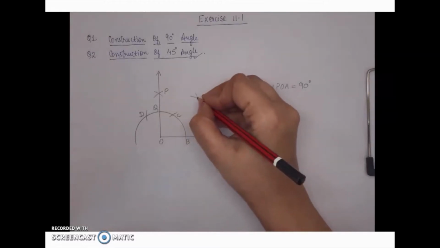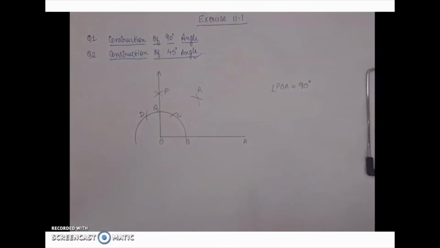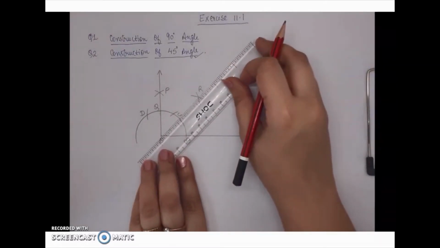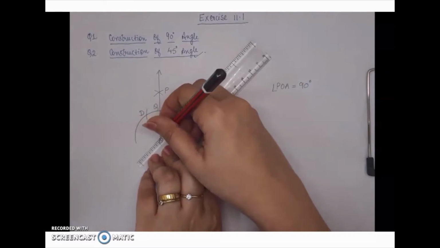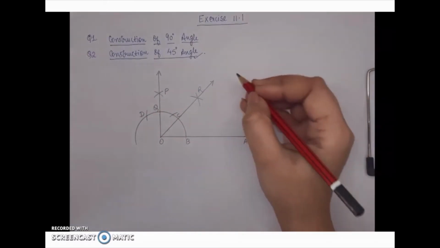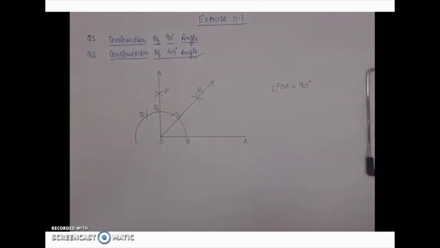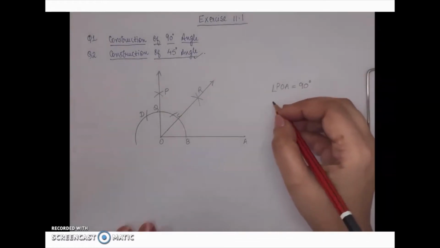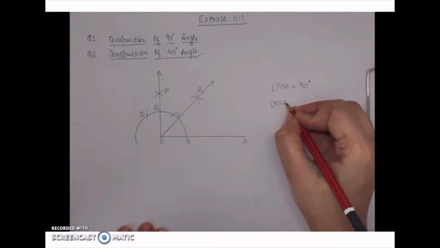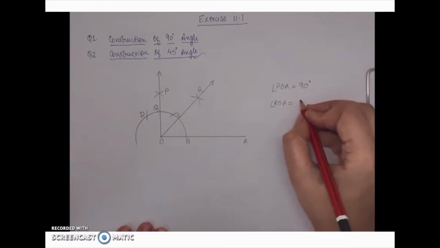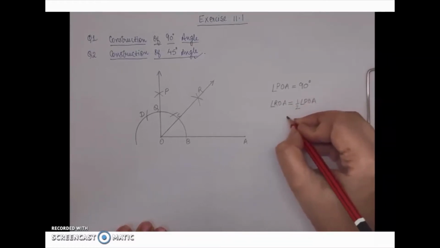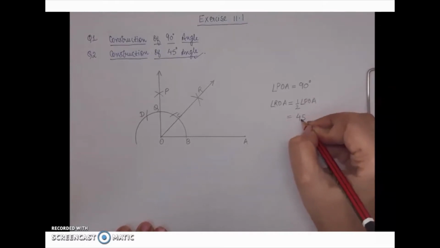Then you will join O with that point. So that point I am marking as R. Then you will join OR and you will get the bisector of angle POA. So angle ROA, this particular angle will be 45 degree. Angle ROA is half of angle POA, that is 45.